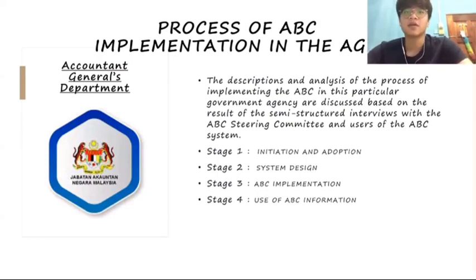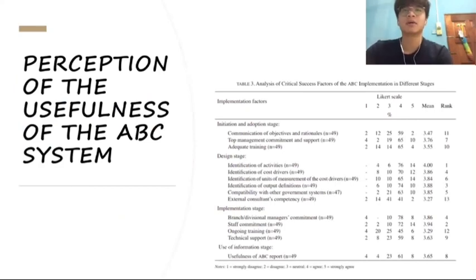The assessment of the extent of the actual use of the ABC information was made based on the interviews with the users and the ABC steering committee. It is claimed that the cost information produced is more accurate and detailed than that of the previous system. This table is about a system of critical success factors of the ABC implementation in different stages.